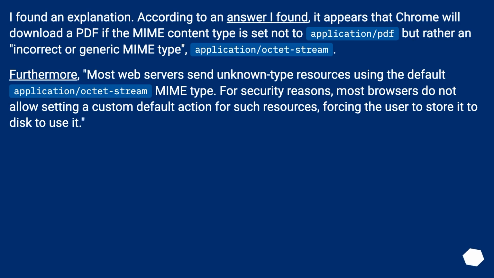I found an explanation. According to an answer I found, it appears that Chrome will download a PDF if the MIME content type is set not to application/pdf but rather an incorrect or generic MIME type, application/octet-stream. Furthermore, most web servers send unknown type resources using the default application/octet-stream MIME type. For security reasons, most browsers do not allow setting a custom default action for such resources, forcing the user to store it to disk to use it.